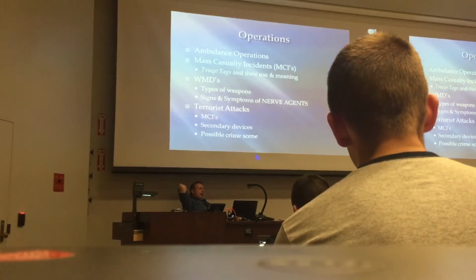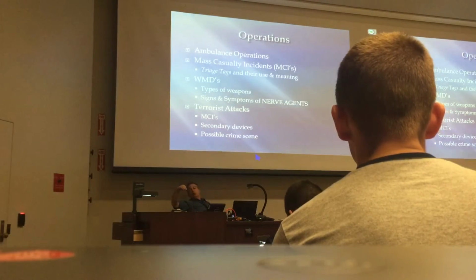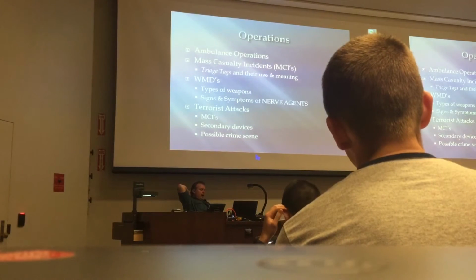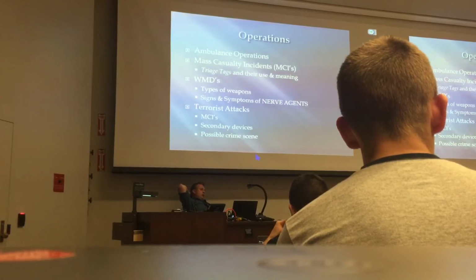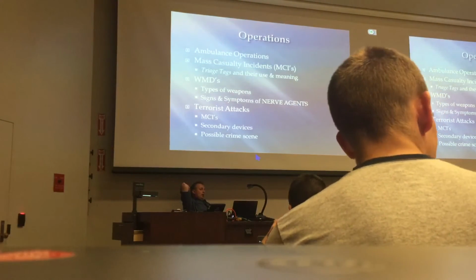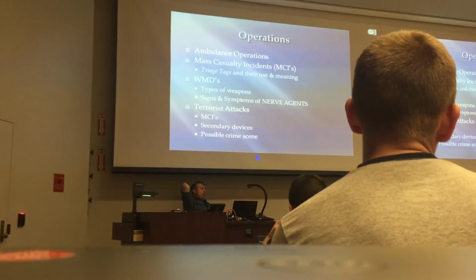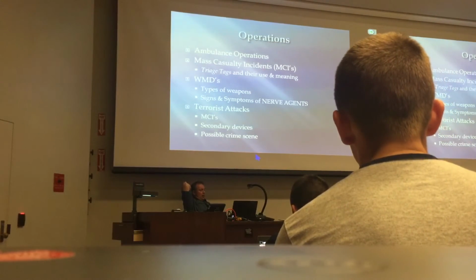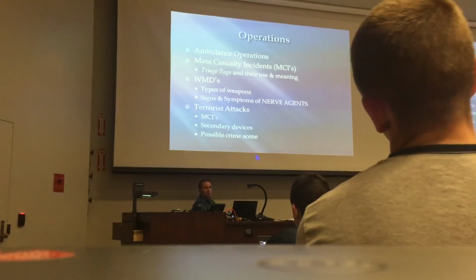WMDs, we talked about them today. Signs and symptoms of nerve gas, what did I say it was? What was the acronym? Bludgeon. Okay? Terrorist attacks, MCI, we're going to institute an incident command structure. Secondary devices mean that the device has been planted and basically it's aimed for the rescuers. All right? It's usually placed in a place where the rescuers are near it and they want to get the rescuers. And then involving a possible crime scene. Should you touch everything in the apartment if it's a possible crime scene?